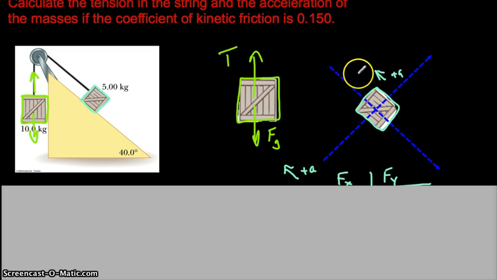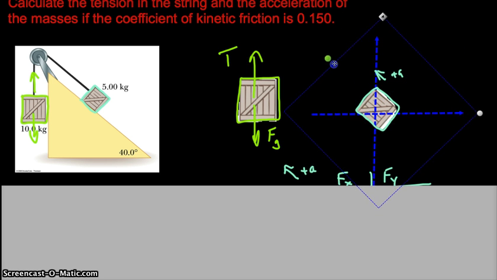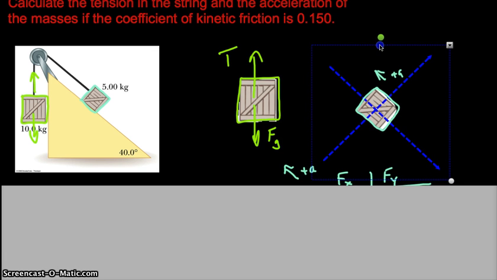And now with this crate which is on the ramp, we want to use a tilted coordinate system. So we take our usual XY coordinate system and we tilt it so that the X lies along the plane of the ramp, and then we have a Y direction which is perpendicular to the ramp. That's the easiest way to resolve the force components along the direction of the motion.